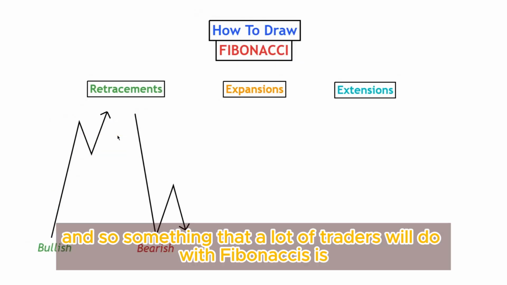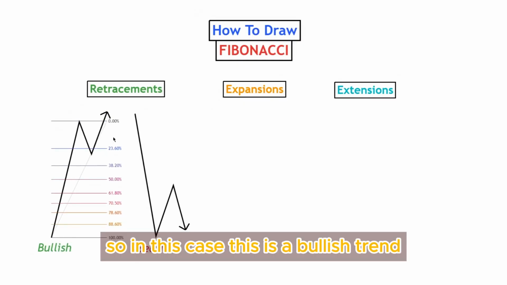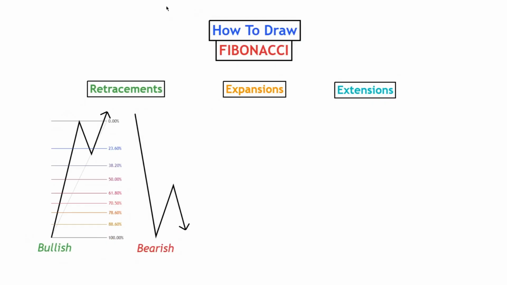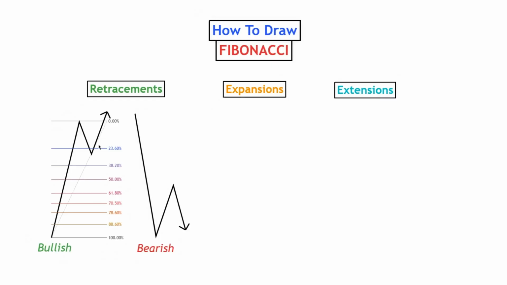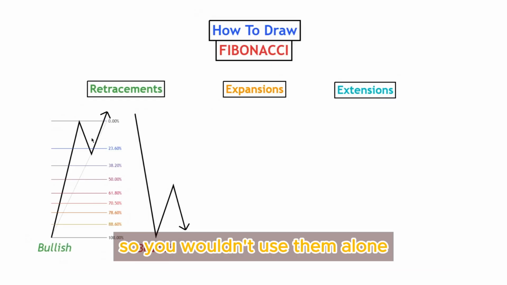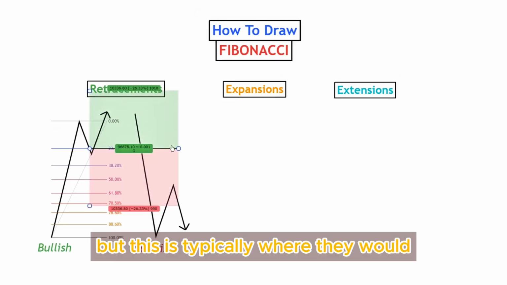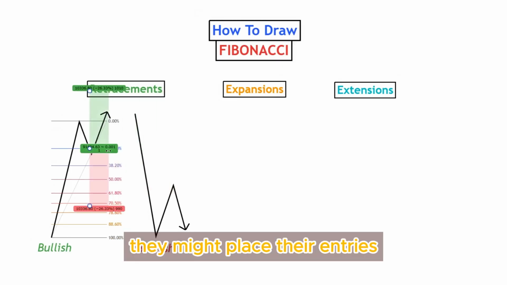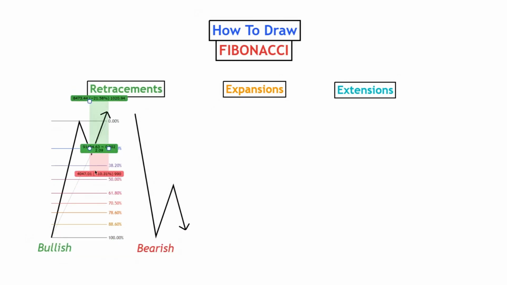And so something that a lot of traders will do with Fibonacci's is if they are trading in the direction of a trend, so in this case this is a bullish trend, then they'll use their Fibonacci retracement tools, and this is usually combined with price action and other factors, so you wouldn't use them alone, but this is typically where they might place their entries, depending of course on what type of trend it is.